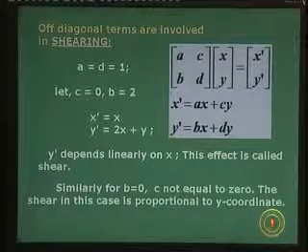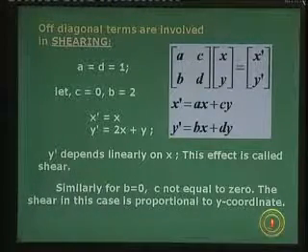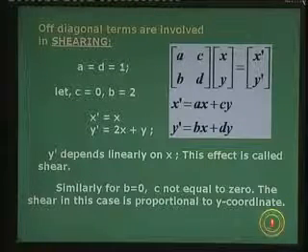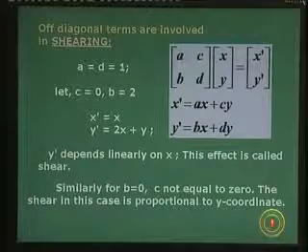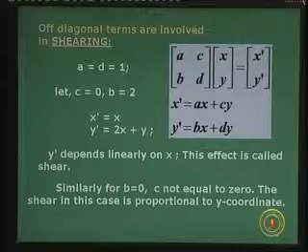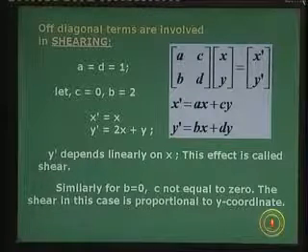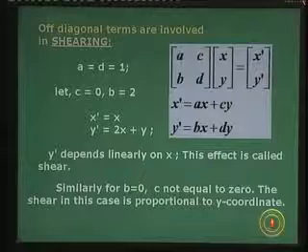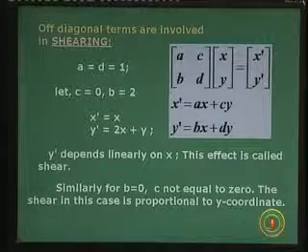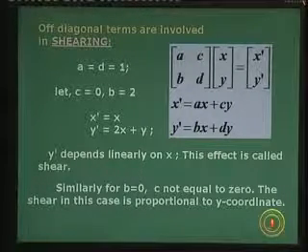Similarly, you can have an effect by putting the value of b equal to 0. We are talking about off diagonal elements, b equal to 0. C could be made 2 or any value which is not equal to 0. Then the shear in this case is proportional to the y coordinate. So we have an x prime which will change proportional to the y coordinate. So that's the example of shear.